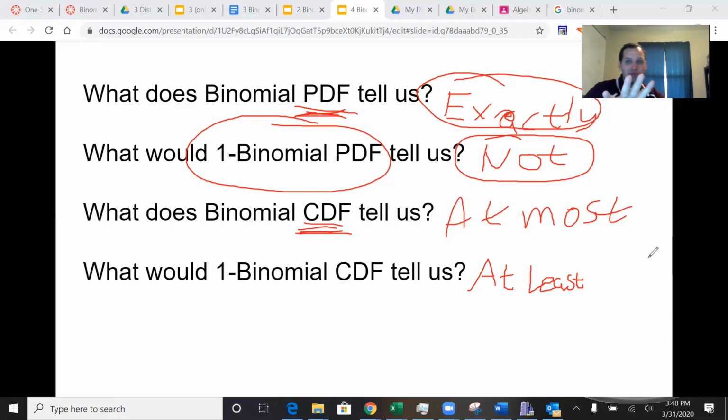Well, 5 would be acceptable. 6 would be acceptable. 7 would be acceptable. 8 would be acceptable. 9 would be acceptable. 10 would be acceptable. 11, 12, any of those would be acceptable. A 2 wouldn't be acceptable if we want at least 5.